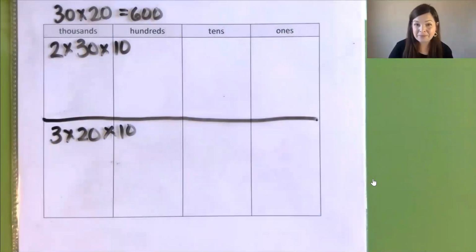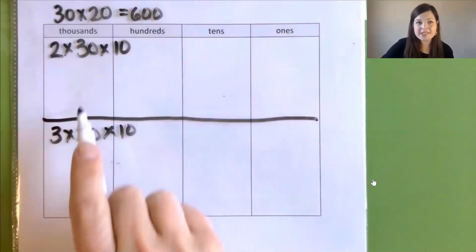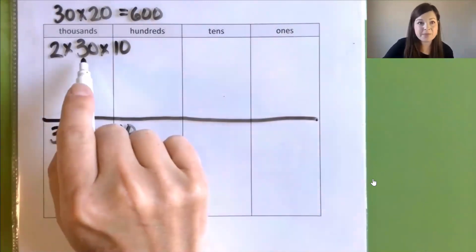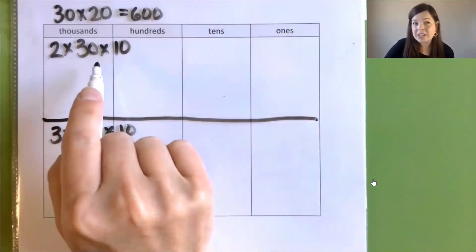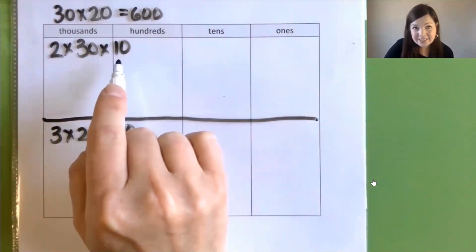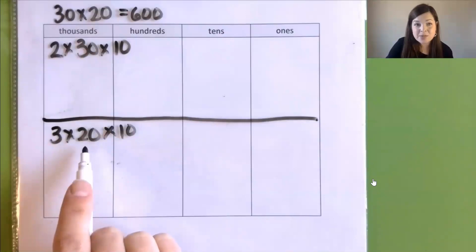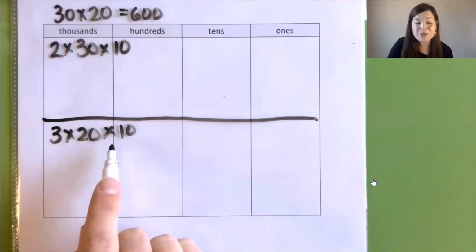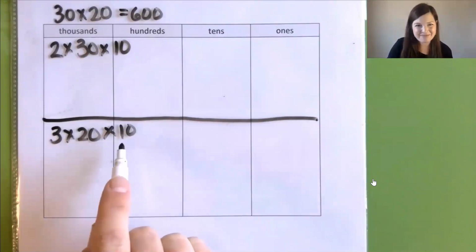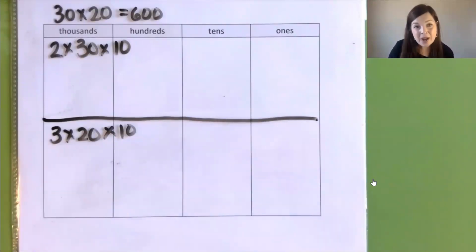Let's try another way. Here are 2 different ways we can express 30 times 20. 2 times 30 times 10, which we can interpret as 2 groups of 30 times 10, and 3 times 20 times 10, which we can interpret as 3 groups of 20 times 10. What do you think the product will be to either of these expressions? Make a prediction.